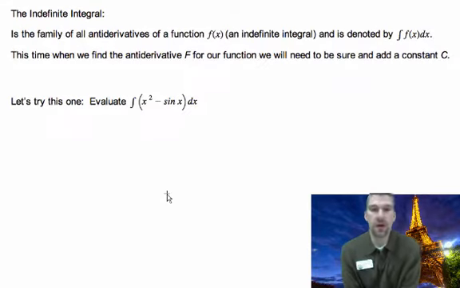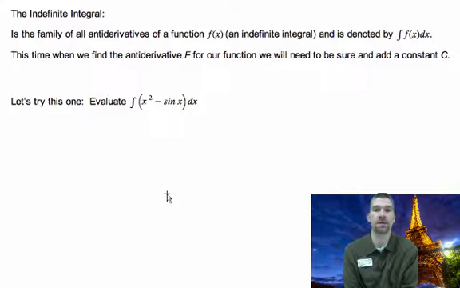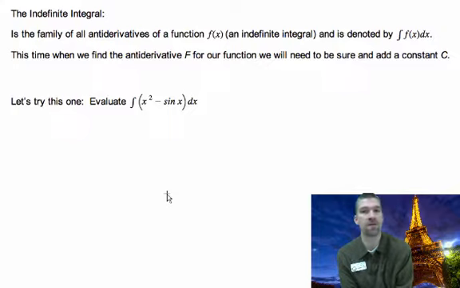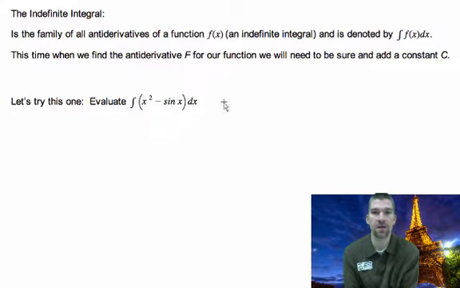All right, today we're going to look at the indefinite integral. The indefinite integral is a family of all the antiderivatives of f of x, and it's denoted by the integral of f of x dx. Notice there's no upper or lower limit on this. This time when we work with the antiderivative of our function, we need to be sure to add a constant c.